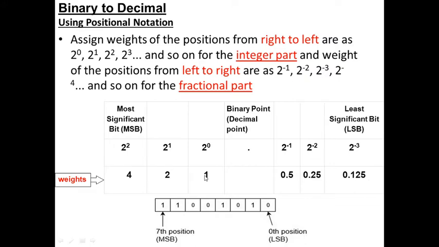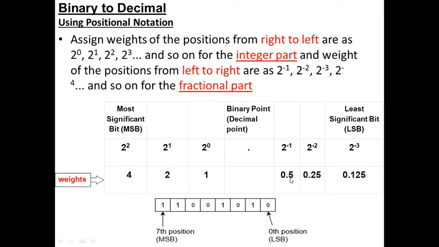So the weight is 1, then 2, 4, 8, 16, 32 and so on. How to remember it: the LSB always has a weight of 1. Then 1 into 2 is 2, 2 2s are 4, 4 2s are 8, 8 2s are 16, 16 2s are 32 and so on. You just have to multiply by 2 to get the weights.